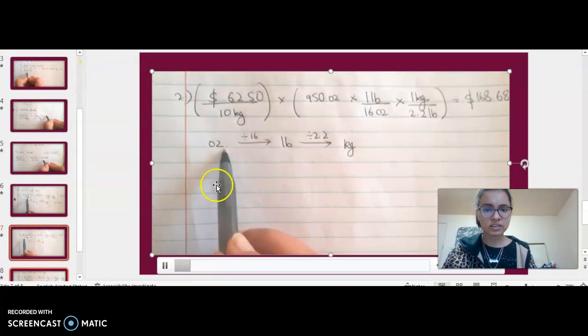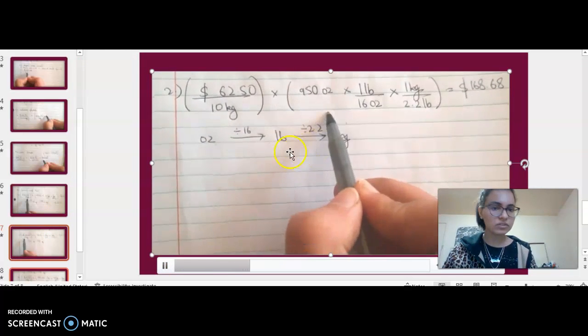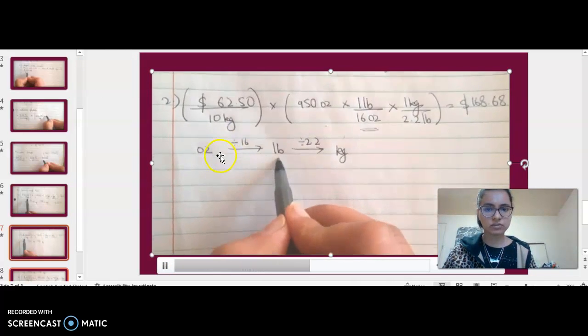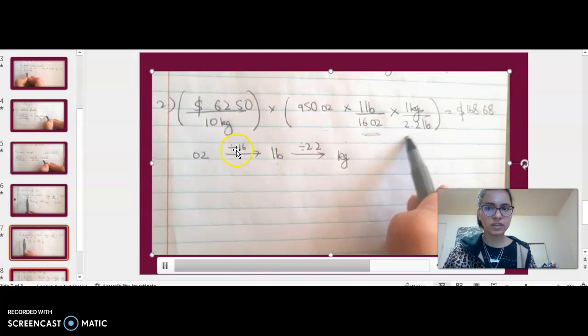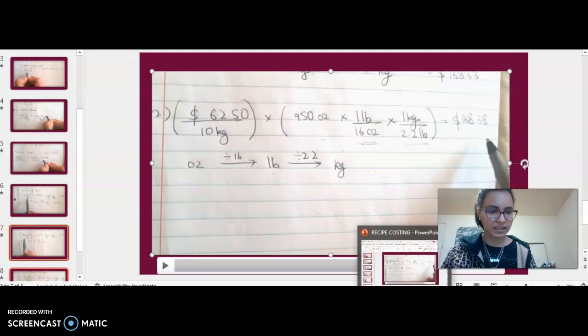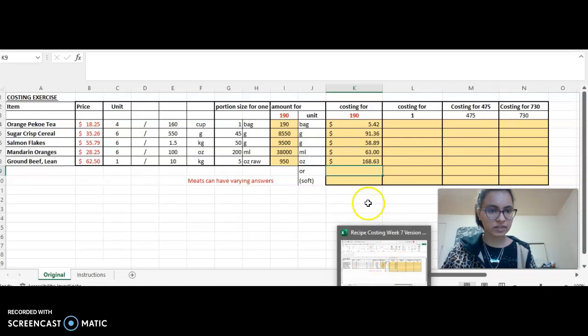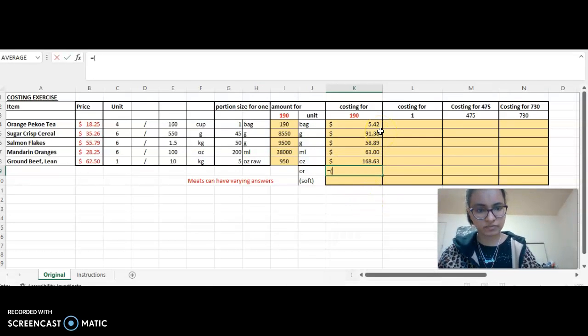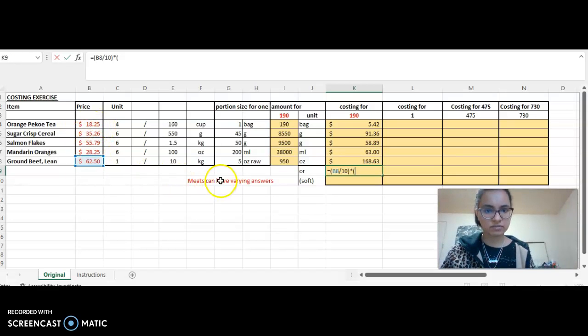The other way is, we can convert ounces into pounds and then pounds into kilograms. For doing so, in order to convert ounces into pounds, we just divide by 16, and then lbs to kg is dividing by 2.2. Here we need to input this into our Excel sheet, and we go the similar way, and close bracket and 950. We need to divide this by 16 and divide by 2.2.